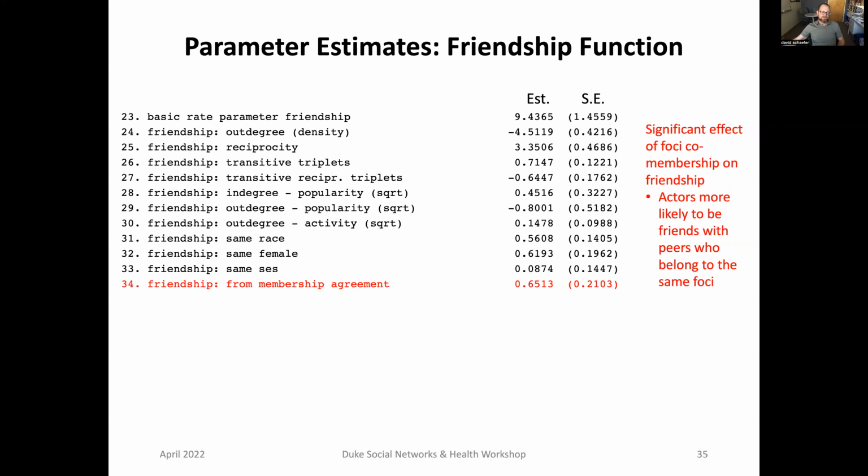Okay, here we have the friendship function. This should look quite familiar. If you've modeled one-mode networks, you're familiar with these effects. So I won't dwell on them. The one I do want to point out is the multiplex effect, where we are predicting friendship based on being in the same foci. And we do see a positive significant effect here. So co-members are more likely to stay or become friends across time relative to actors who aren't in the same foci.